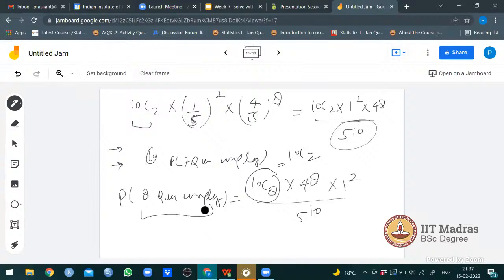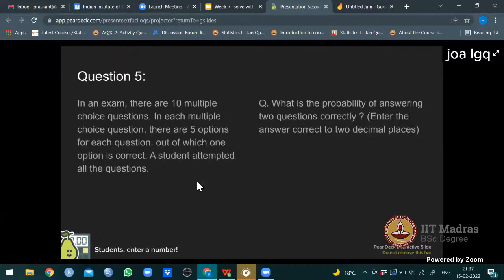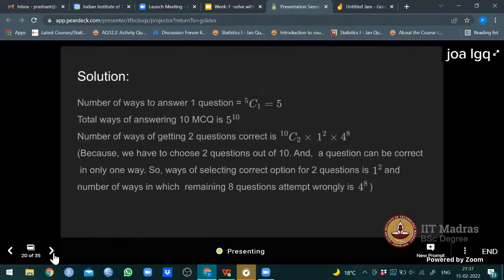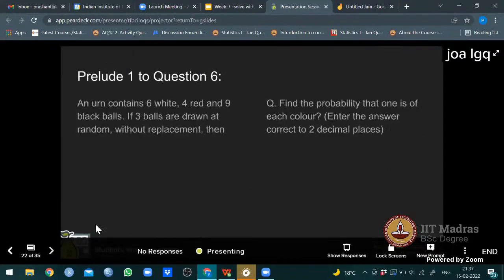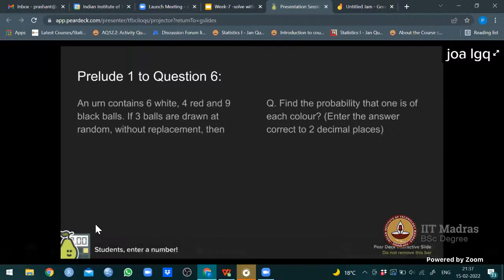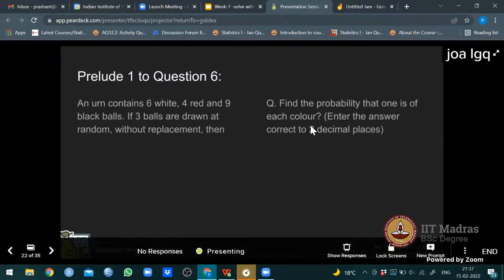For probability, just try to think what your sample space and your favorable cases will be. Right? It's clear now? Yes, sir. Okay. Move on, sir. Yeah, I think we can move to the next slide, right? Yes, sir. So this is a nice question. Try to think and please focus on this one. One is of each color. Okay, so you have 5 to 6 minutes, which will be sufficient for you.